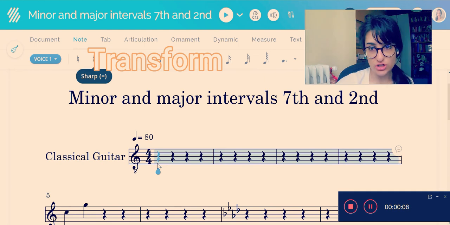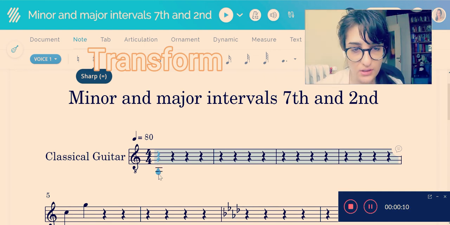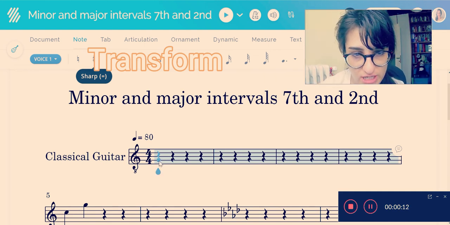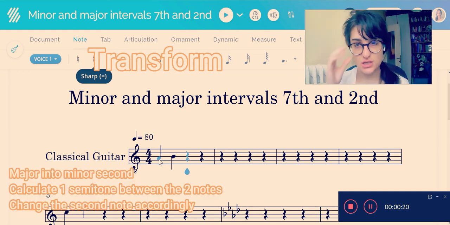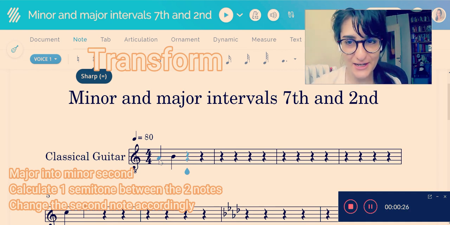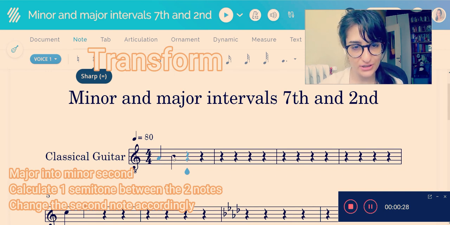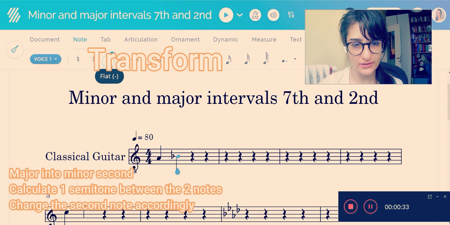And now let's try and do the opposite. Major second into a minor one. Let's do A to B, it's a major second because there's one tone between A and B. A to A sharp, A sharp to B. Two semitones equal one tone. Anyway, let's transform it into a minor second. We need one semitone between A and B, and so we flatten the B.